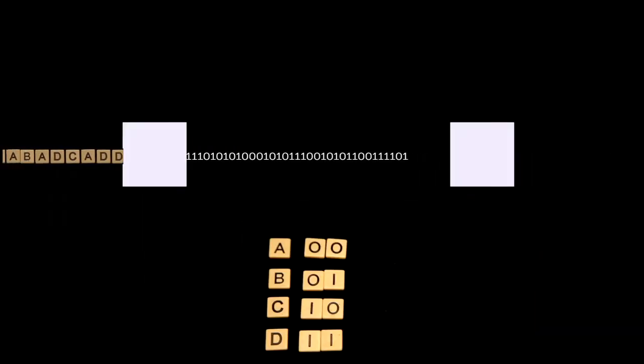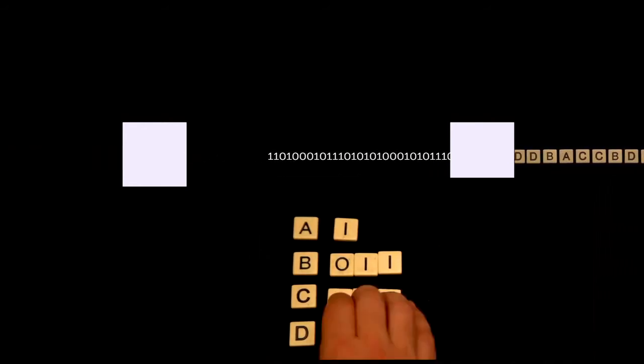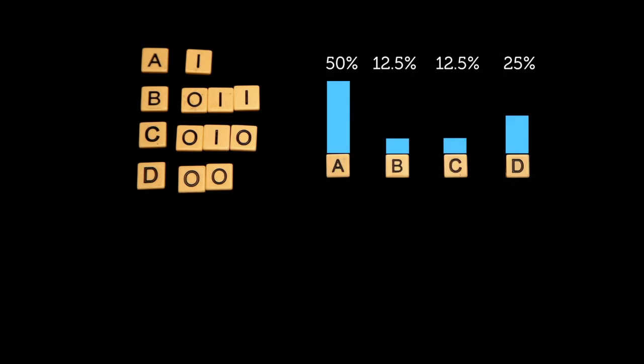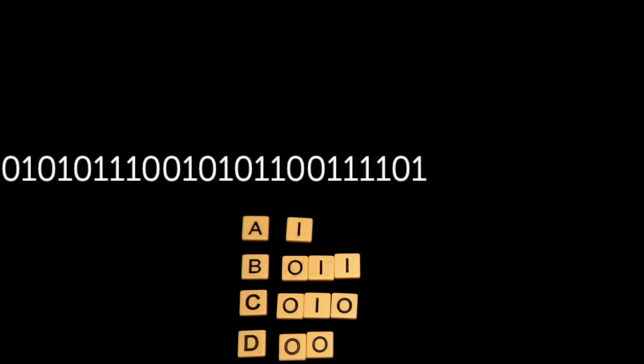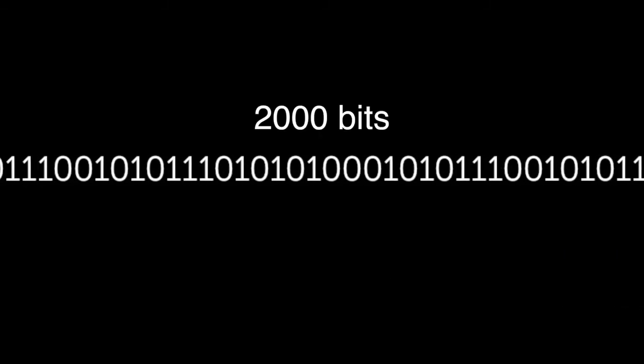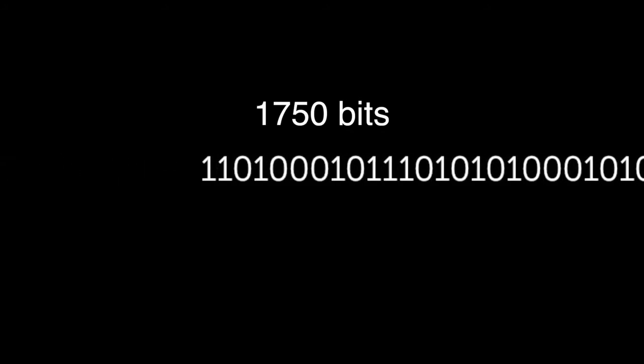Now, how far does this compress the message compared to the original 2,000 bits? Well, we just need to calculate the number of bits per letter on average. So we multiply the length of each code times the probability of occurrence and add them together, which results in an average length of 1.75 bits per symbol. That means with this Huffman coding, we can expect to compress the messages from 2,000 bits to 1,750 bits.